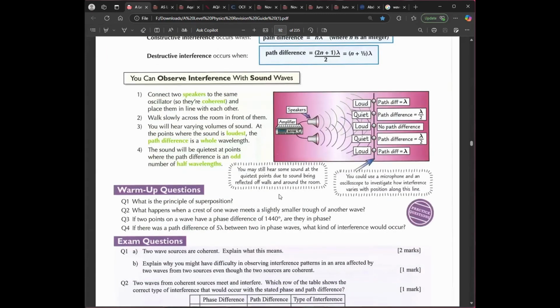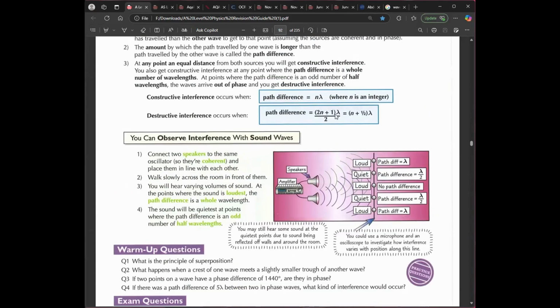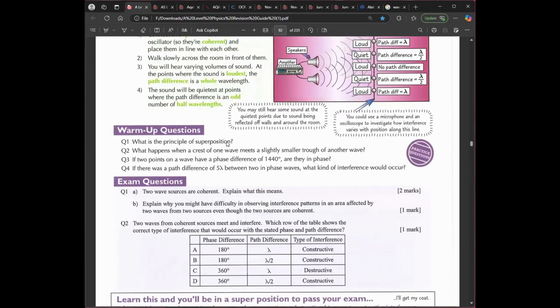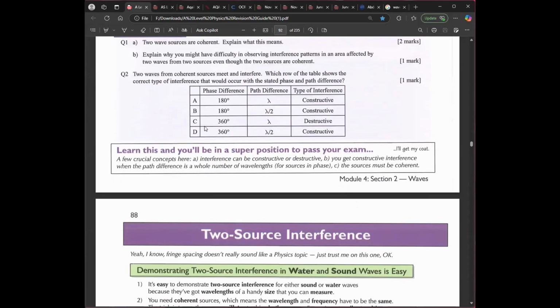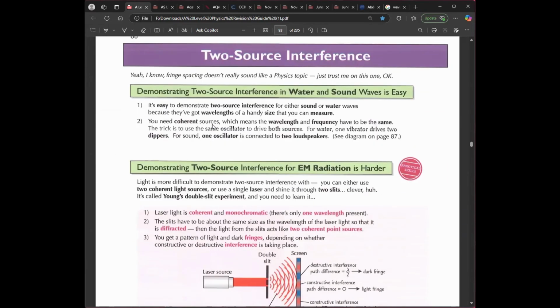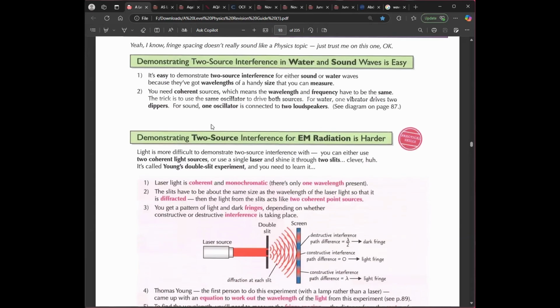It gets a half wavelength. Like it can be one and a half, two and a half, or half. So the path difference should be an odd multiple of half wavelength in that case. All right. So yeah, we'll just go through the double slit experiment. It will make more sense now.